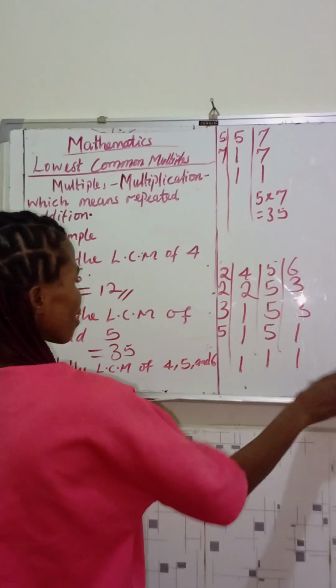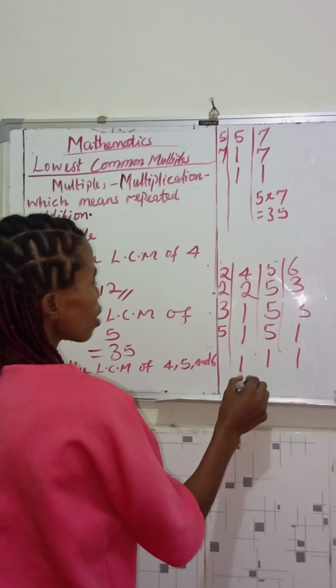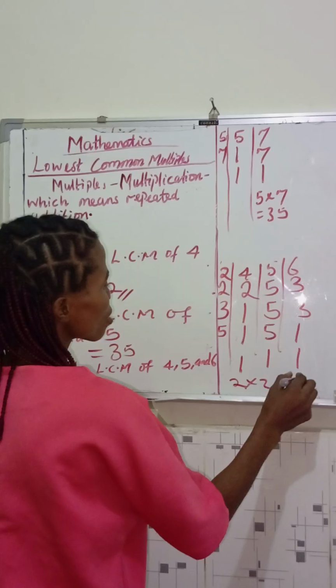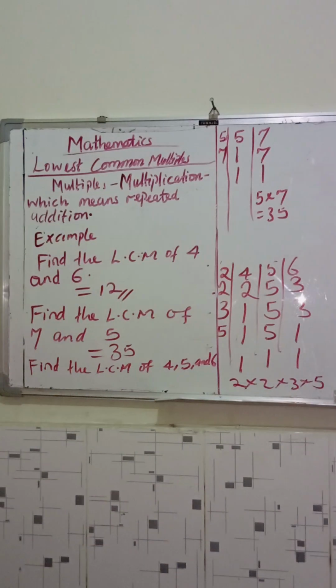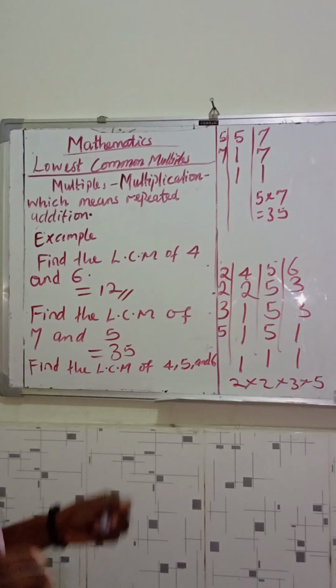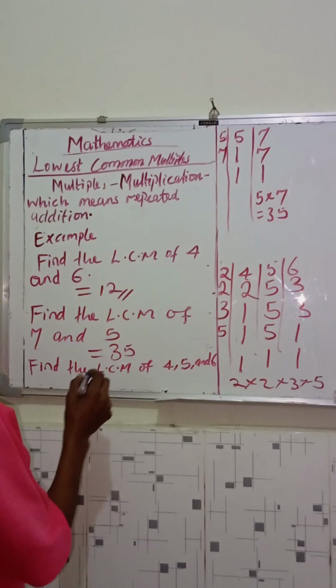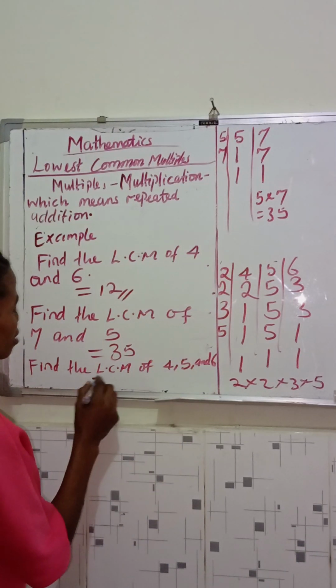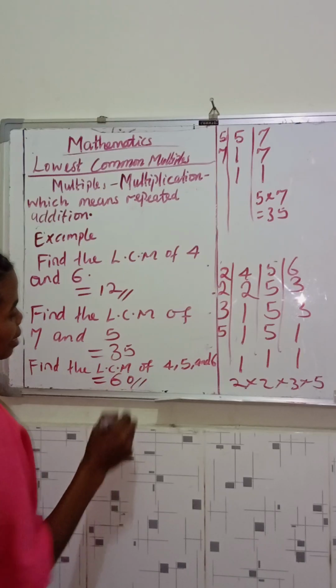So what do we have here? Let's look at it. 2 multiplied by 2 multiplied by 3 multiplied by 5. What does that give us? 2 times 2, 4. 4 times 3, 12. 12 times 5, 60. So the LCM of 4, 5, and 6 was 60.